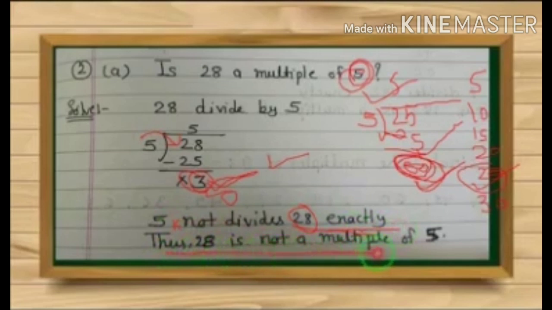Thus, 28 is not a multiple of 5. Also, if we see the table, then we will understand 28 is not in the table of 5. Thus, we say that 28 is not a multiple of 5.